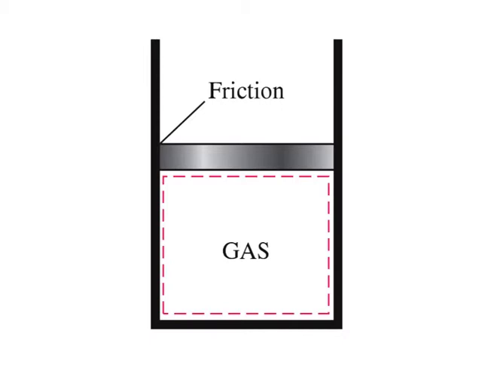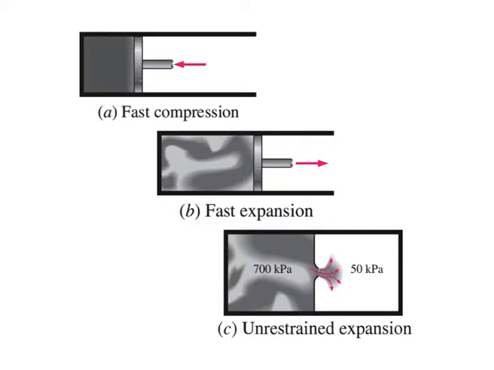Therefore, any process that involves friction is irreversible. The larger the friction forces involved, the more irreversible the process is. Another example of irreversibility is the unrestrained expansion of a gas separated from a vacuum by a membrane. When the membrane is ruptured, the gas fills the entire tank.